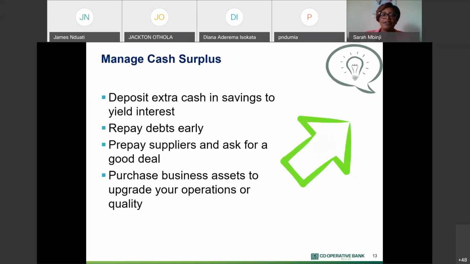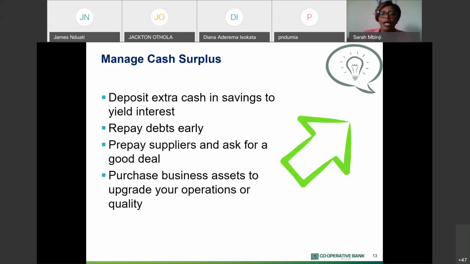Now you find yourself with cash. We advise that it is not a good idea to just keep that cash hanging in your current account. This is where you reach out to your relationship manager and find out, what are the options? What can I do with this cash? If my friend had put those millions somewhere, maybe he wouldn't have gone that route that he took. That extra cash, look for a way of putting it in an interest-earning option. And I know Ndwati will tell us what the bank has available.